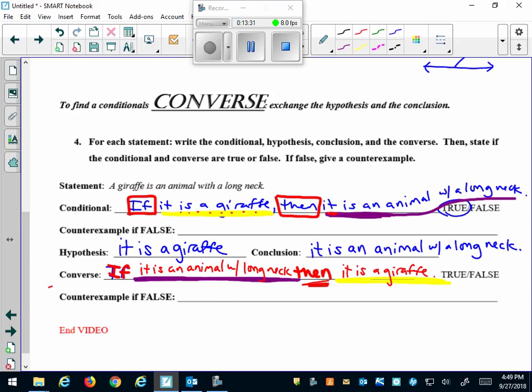So notice that the conditional was true because all giraffes have long necks, but the converse is going to be false. If it is an animal with a long neck, then it's a giraffe. Can you come up with a different animal that has a long neck? So I can think of a goose. A goose has a long neck, and it's not a giraffe. So my counterexample would be the example I can come up with that proves that this is a false statement.